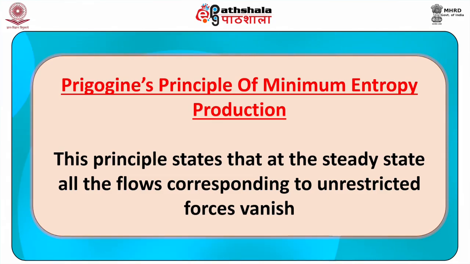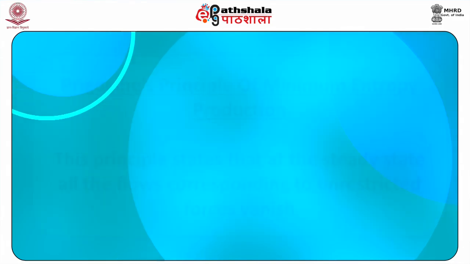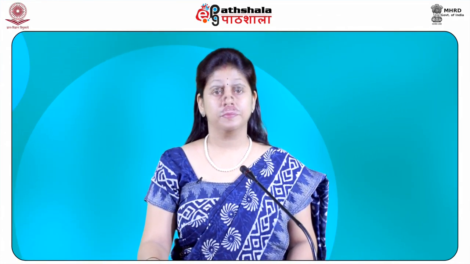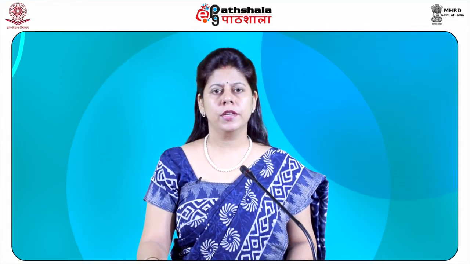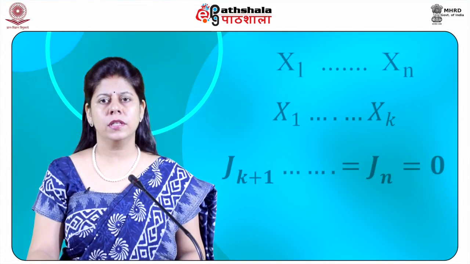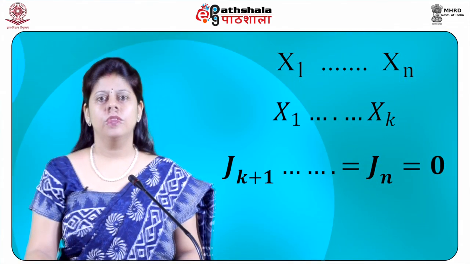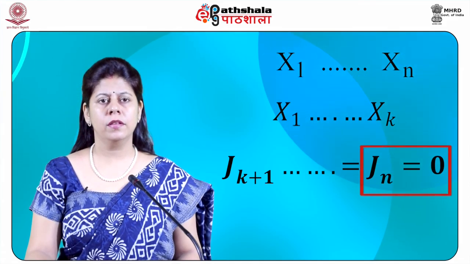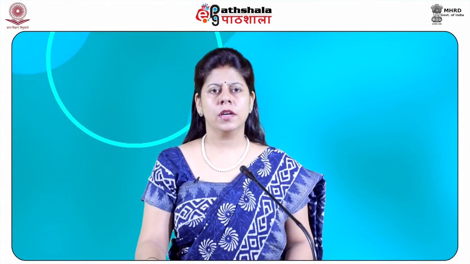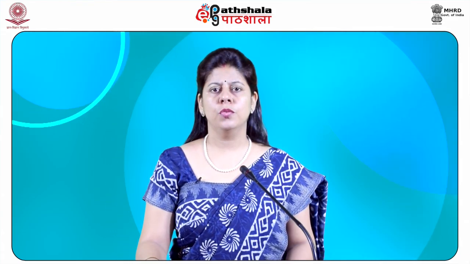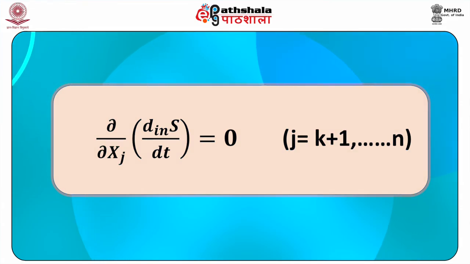This principle states that at the steady state, all the flows corresponding to unrestricted forces vanish. This can be generalized to the case of n independent affinities out of which certain numbers are kept constant. For such stationary states, Jn is equal to 0. Such conditions are equivalent to the minimum condition for entropy production, that is, the differential of internal entropy with respect to xj is equal to 0.